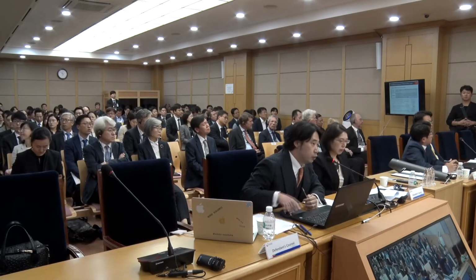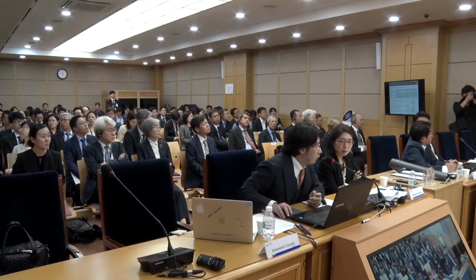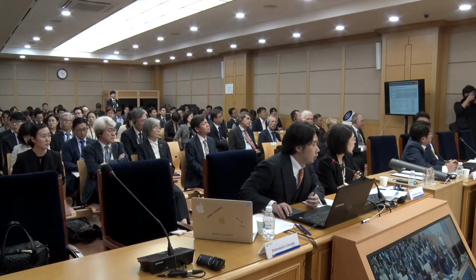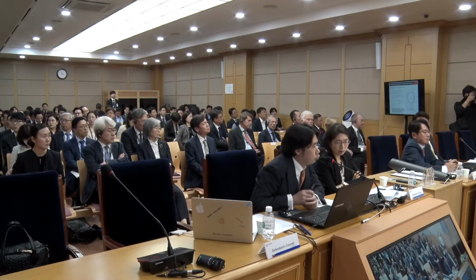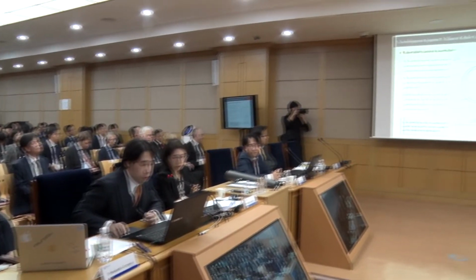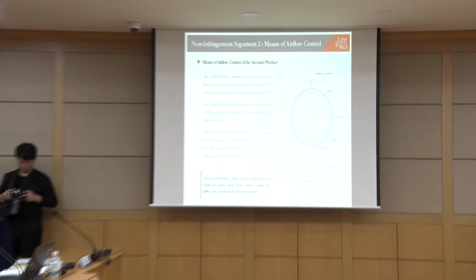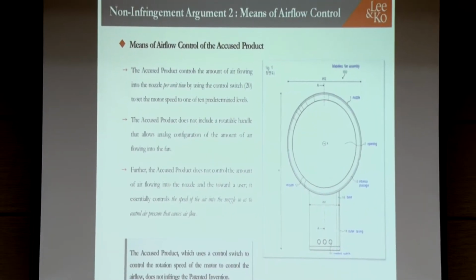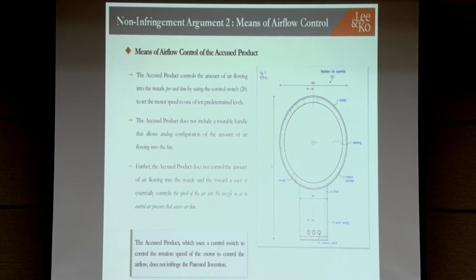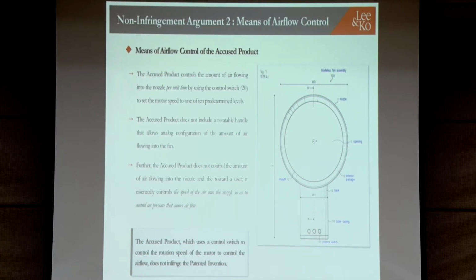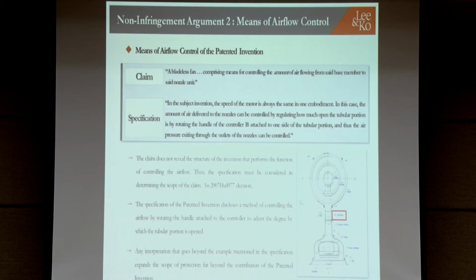And the structure for this purpose is that handle attached to the controller, and this controls the area of air flow. But in the accused product, we don't control the amount of air. We control the speed of the air, the pressure of the air. So there is a fundamental difference. In view of this technical difference, and in view of the specification, the drawing and description, the claim language under Korean law should be limited to the structure that changes the amount of air by changing the area. And as I explained previously, under US law, it is very clear, because the specification only describes this structure. And this structure is not included in the accused product. So there will be no infringement.